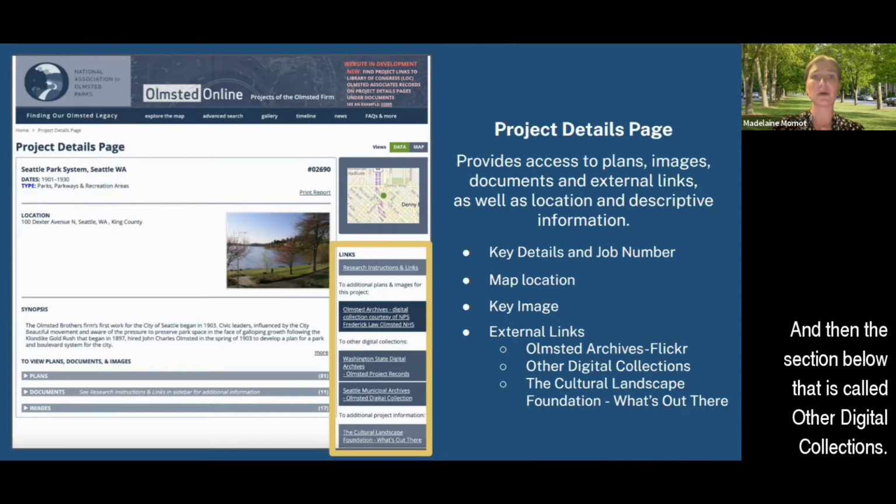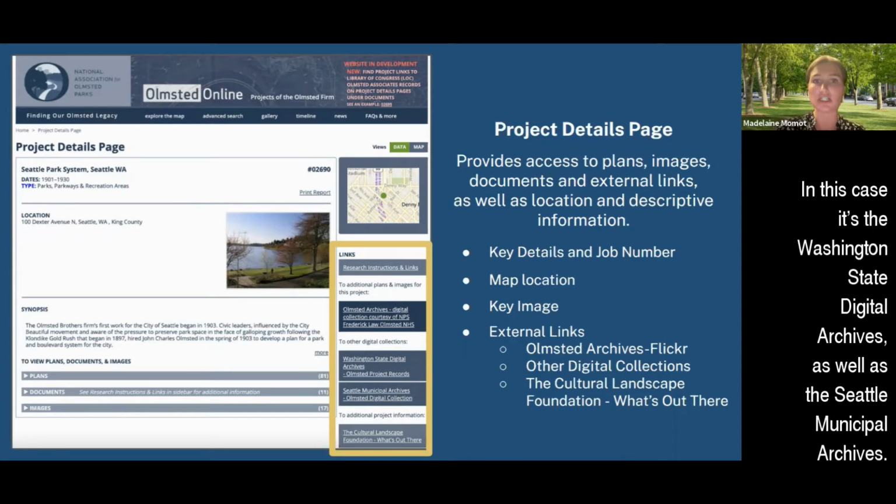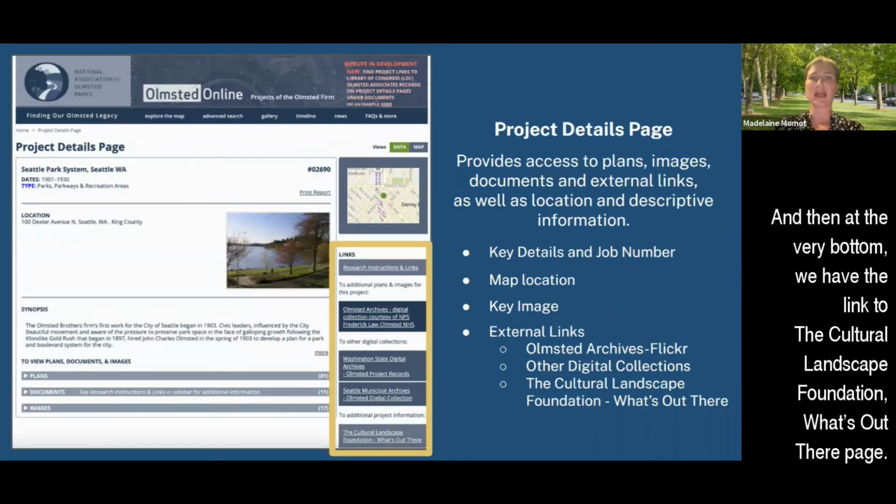And then the section below that is called Other Digital Collections. And this is where we would put any additional links that we have to either local or national archival libraries. In this case, it's the Washington State Digital Archives, as well as the Seattle Municipal Archives. And then at the very bottom, we have the link to the Cultural Landscape Foundation What's Out There page.